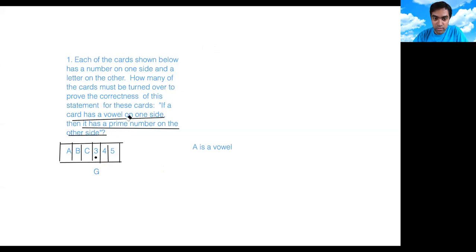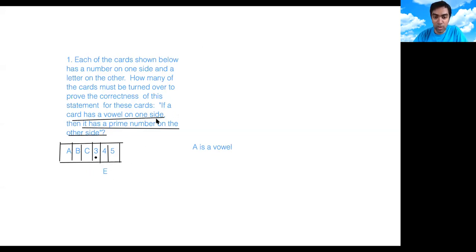Because that's the only one that is the even number. If it has a vowel or a consonant will matter for that. Good. Yeah. So this one, 4 is not a prime number, right? So if we actually have a vowel on the other side, then the statement is false, right? Let's put an E on the other side of the 4. Now the statement is false, right?